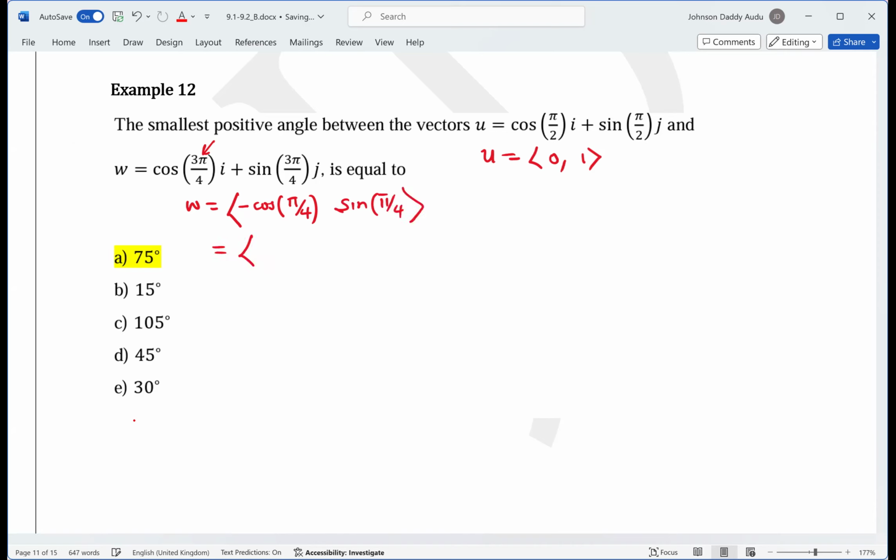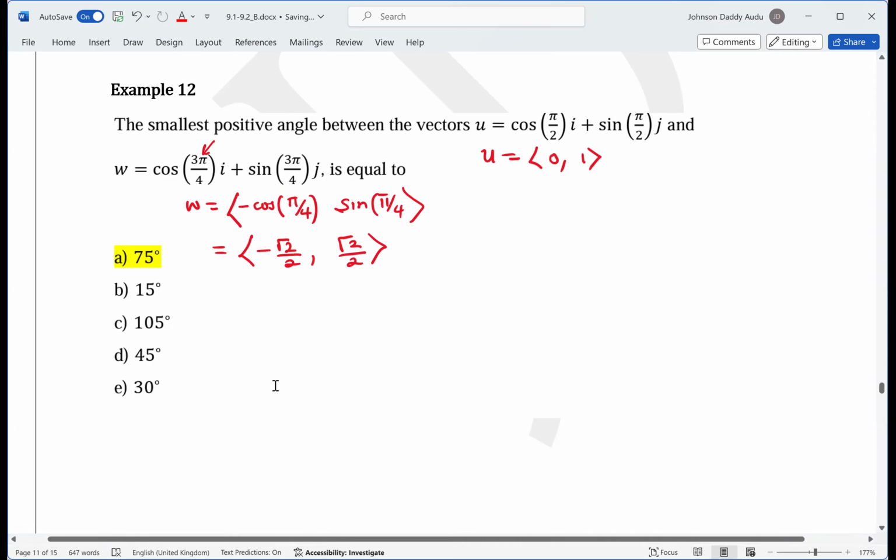And what is this? This is just minus root 2 over 2. And this is root 2 over 2. So these are the two vectors. Now, these are the two vectors. So what can we do here now?